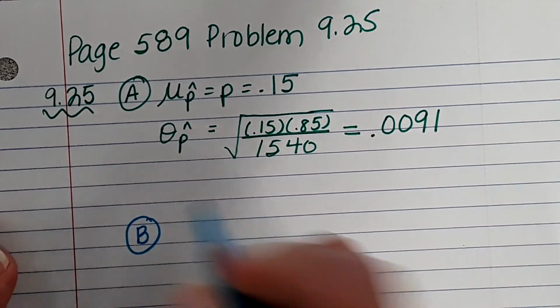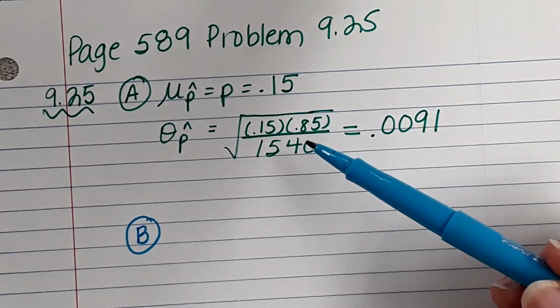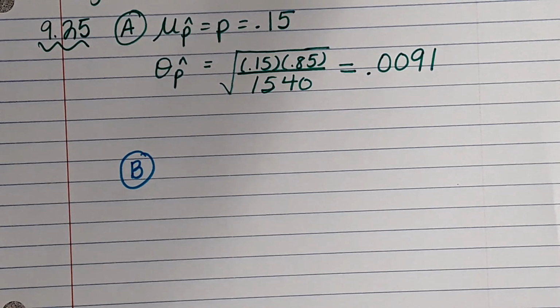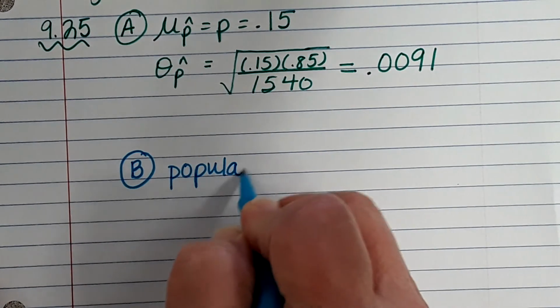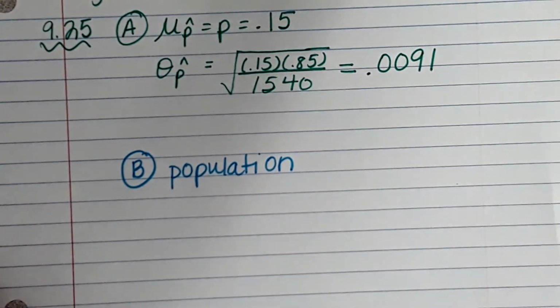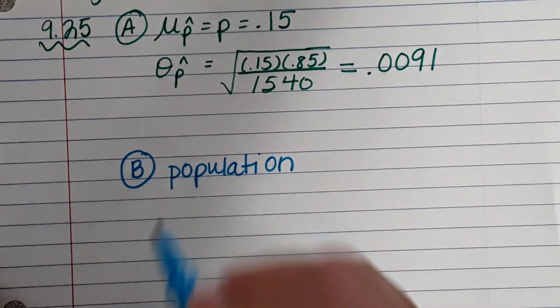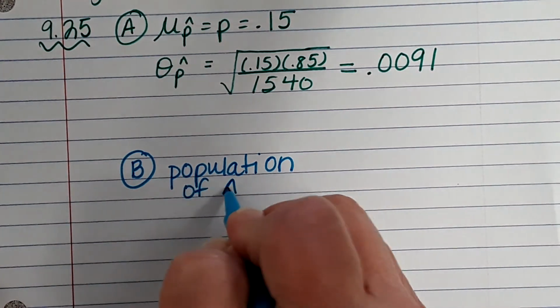So B, are there any questions over how we found the mean or the standard deviation? Are we good? Okay, so B asks how we can use the standard deviation, if we can use it. So who is the population? Was it specific? Did it say US adults or just adults? Adults. Okay, so population of adults.